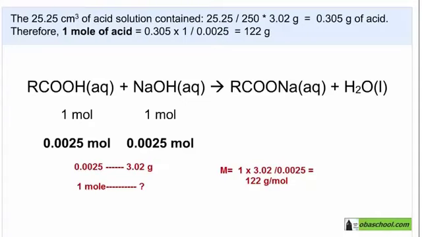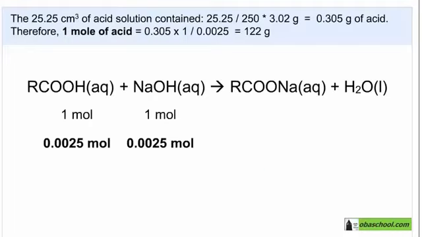In this method, we calculate the molar mass of an acid. Therefore, acid and base react with each other in a stoichiometric manner. Thank you.